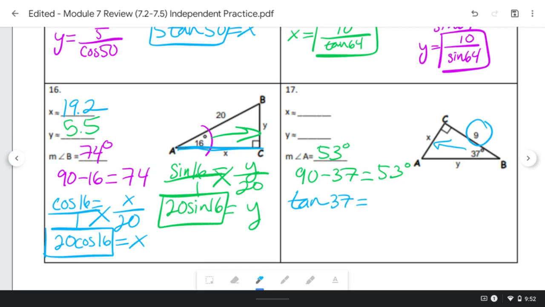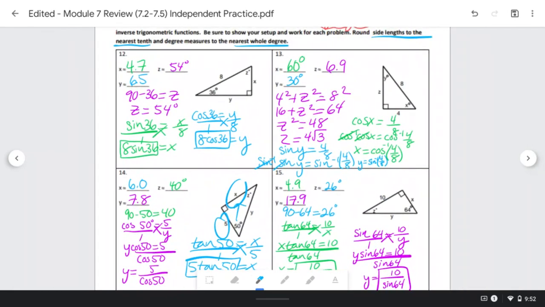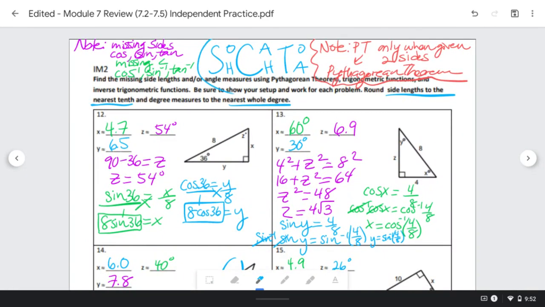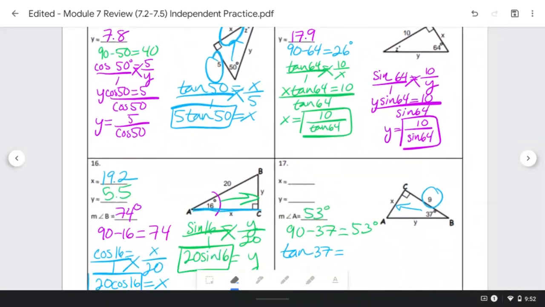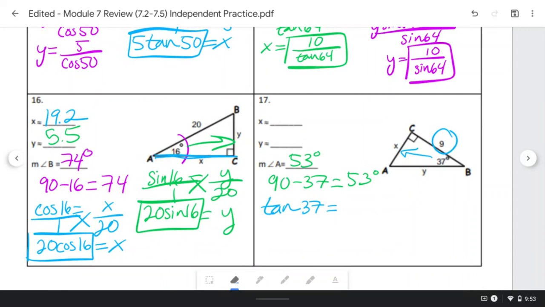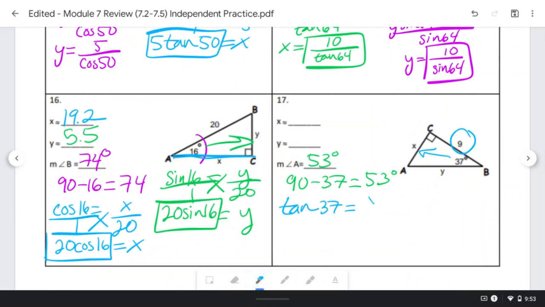Because tangent, remember, you're going to use SOHCAHTOA to help guide you with what you're going to use, whether it's sine, cosine, or tangent. So since I have my opposite O and I have my adjacent, that's why I use tangent. Okay, put this over 1, cross multiply. 9 tangent 37 equals x. This is what I plug into my calculator, and you will find that x is 6.8 if you round to one decimal place.